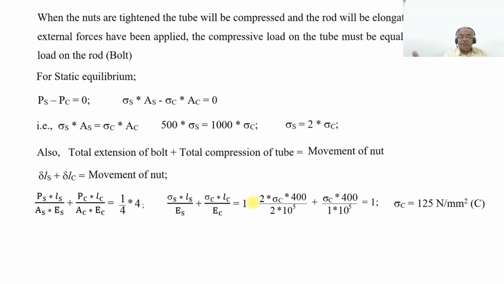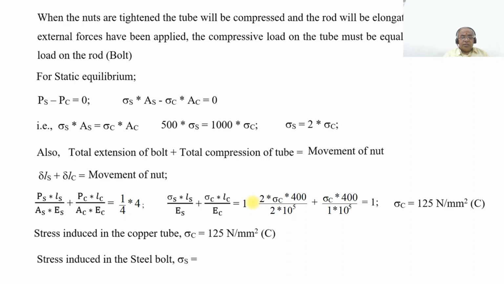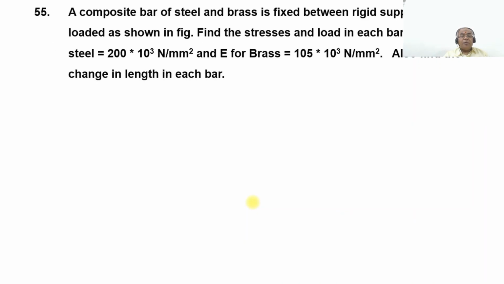compressive in nature, because as you tighten the nut, what happens? The steel tube, the copper tube is going to get compressed. So naturally it becomes compression. What happens to the stress induced in the steel bolt? So sigma S will be equal to 2 times sigma C. You substitute the value of 2 into 125, which will be 250 Newton per mm square, which will be under tensile. So this is how you will be able to solve this particular problem.